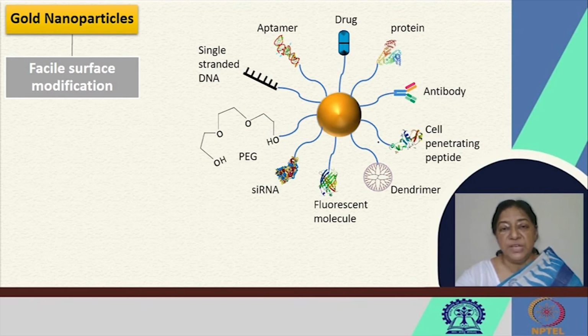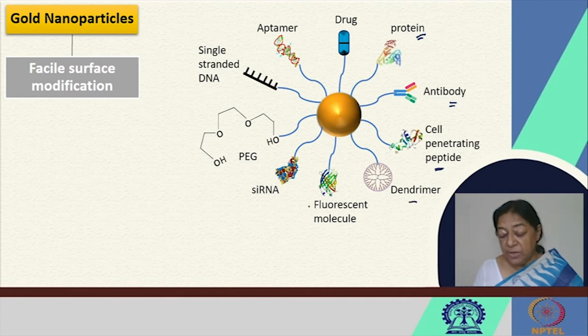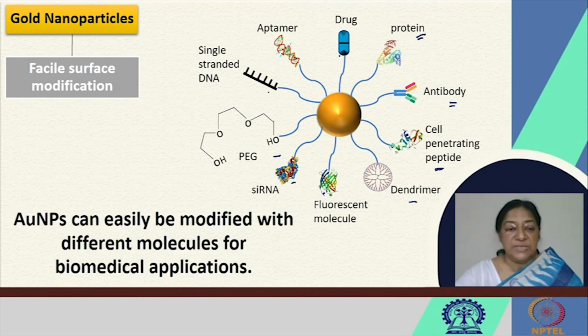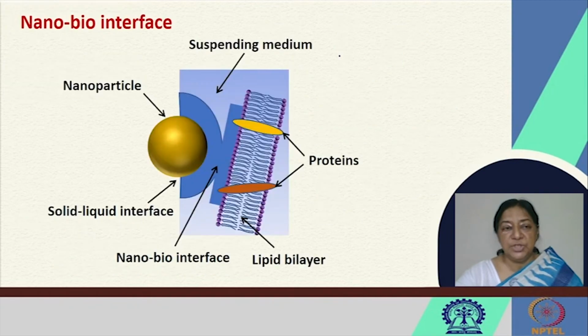This surface modification, as we can see in the figure alongside, can be accomplished by many other smaller biomolecules that can be used for various properties. So whether we are attaching a protein, an antibody, a cell-penetrating peptide, a dendrimer, a fluorescent molecule, siRNA, PEG, single-stranded DNA, an aptamer, or a drug would depend upon the specific application that we would be interested in. So these gold nanoparticles can easily be modified with different molecules for several biomedical applications.